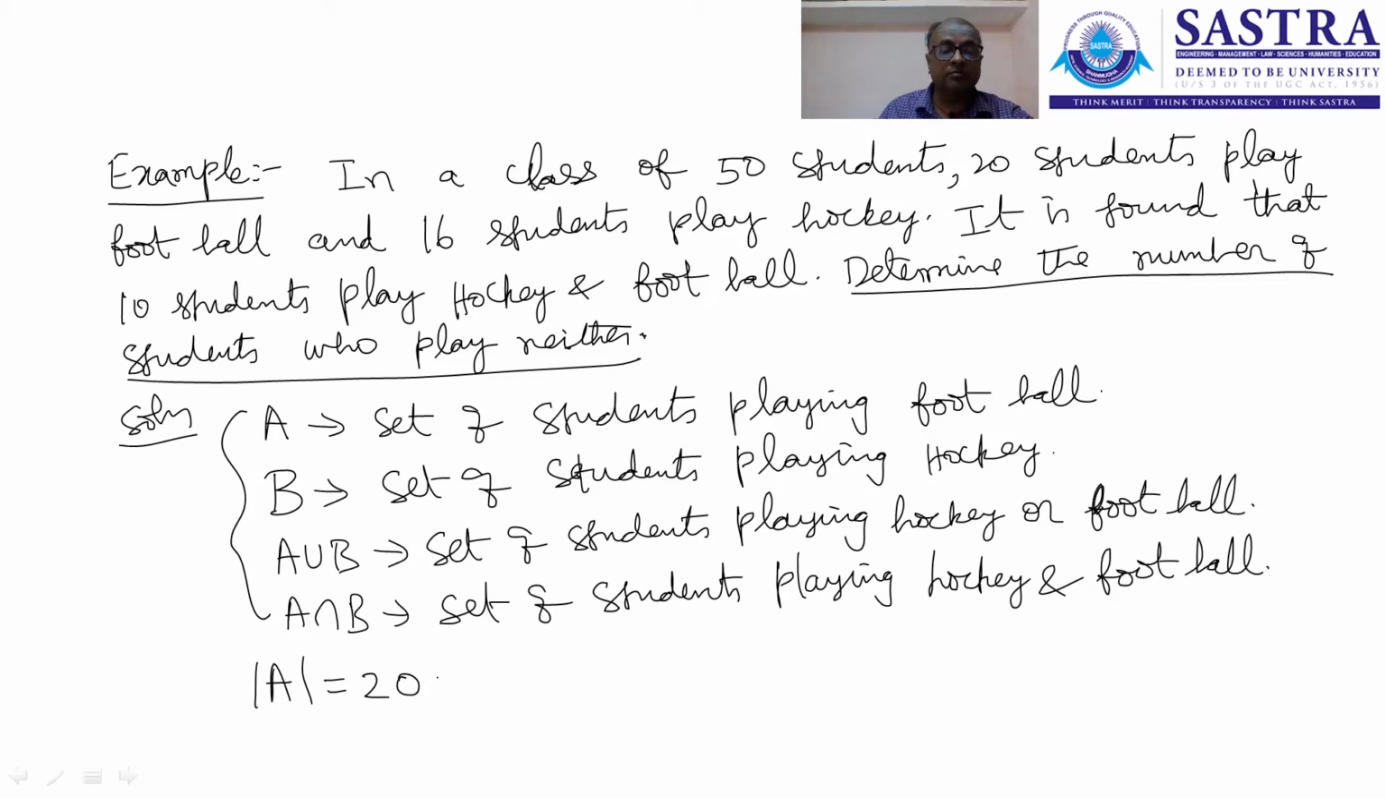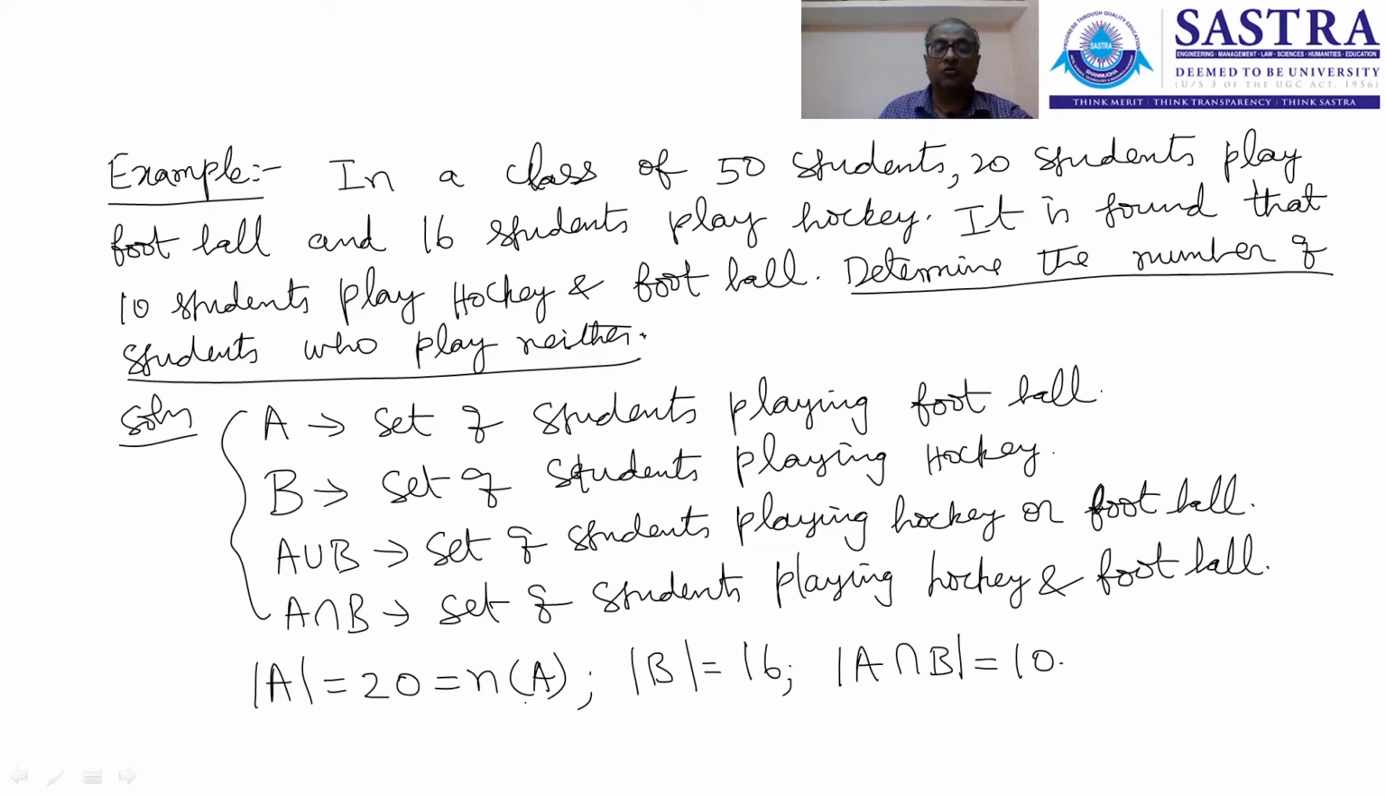So when I write the cardinality of A is 20, in some cases we also represent it as the number of elements in the set A. And cardinality of B would be 16, that is the number of students who play hockey. And here you are given the cardinality of A intersection B. Both hockey and football are played by 10 students.